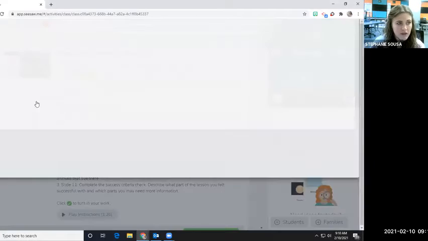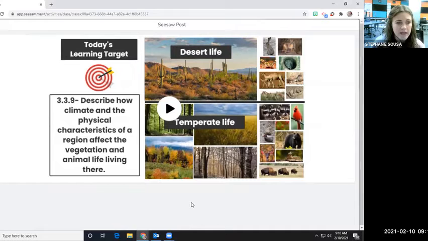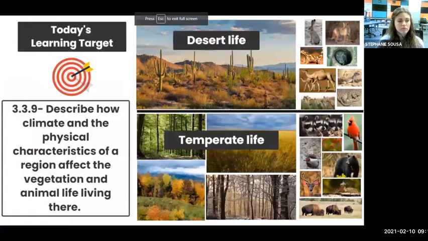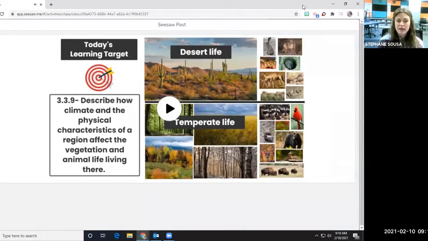So here is an overview of some information that you're going to see today and what is expected of you. Today's learning target is 3.3.9. Describe how climate and the physical characteristics of a region affect the vegetation and animal life living there. Today we're going to focus on 2 of the 4 regions we've been talking about. We're going to focus on desert life and temperate life. Okay, so we're looking at desert animals and animals that live in temperate climates.